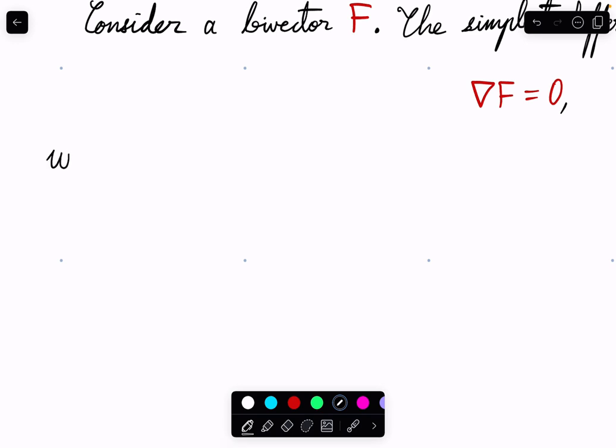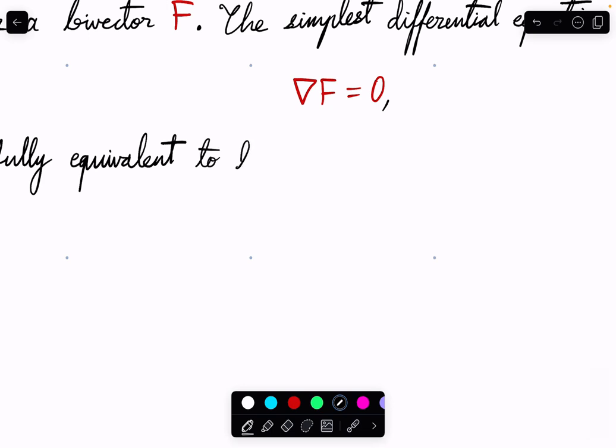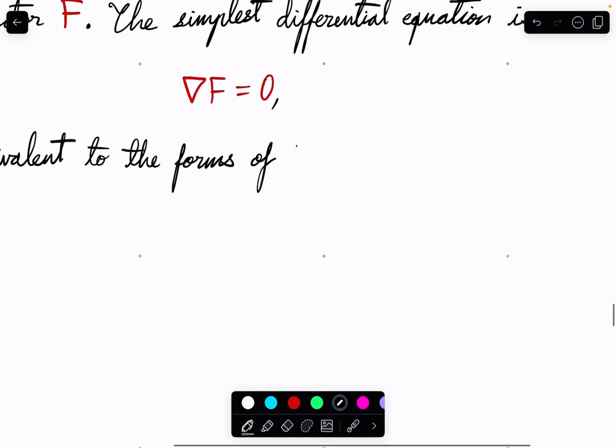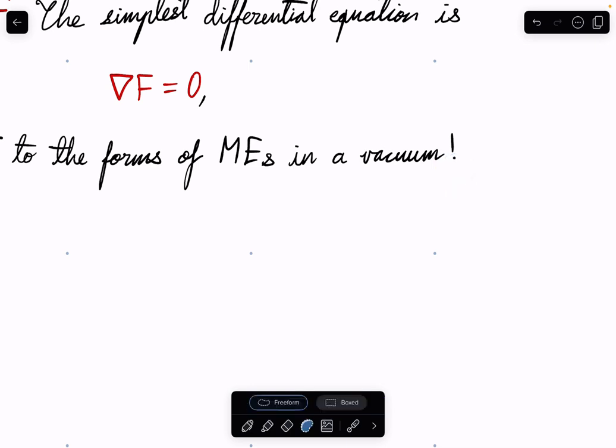And this is fully equivalent to the forms of Maxwell's equations in a vacuum. In the next video, I will show how that is, but in this video, I'm just talking about how these equations fall out of the geometry.